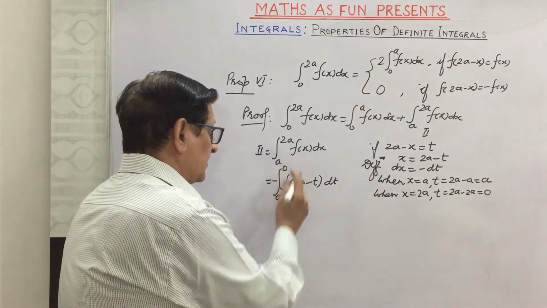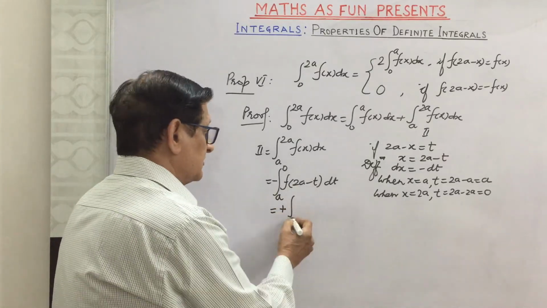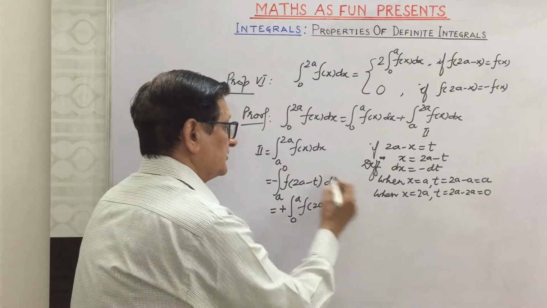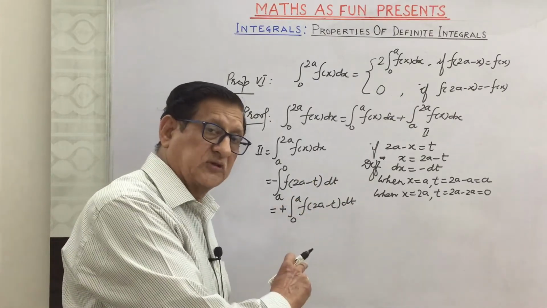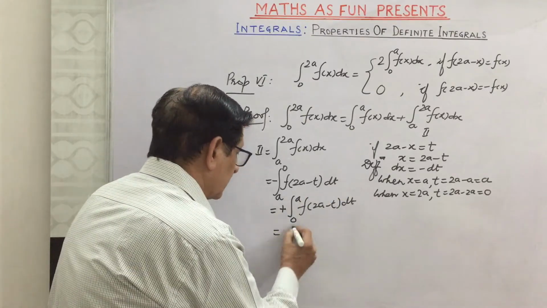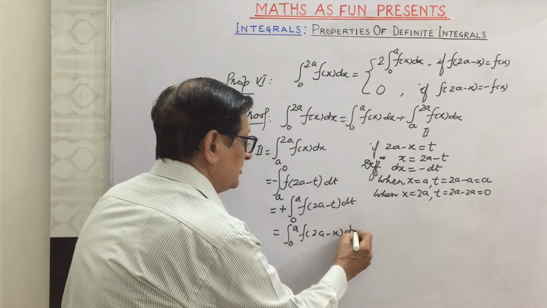If we interchange the limits, we know that the sign will change. So this can be written as plus integral 0 to a f of 2a minus t dt. Now using the first property, t can be replaced by x and the value will be the same. So we can write this as integral 0 to a f of 2a minus x dx.